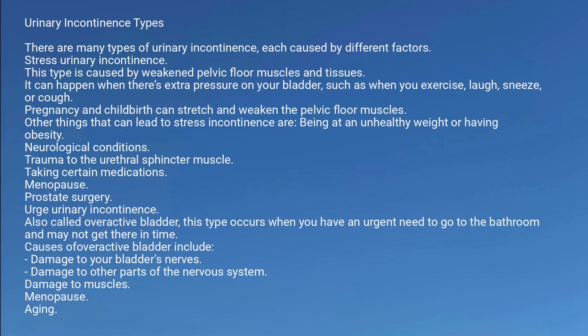Urinary incontinence types. There are many types of urinary incontinence, each caused by different factors. Stress urinary incontinence. This type is caused by weakened pelvic floor muscles and tissues. It can happen when there's extra pressure on your bladder, such as when you exercise, laugh, sneeze, or cough. Pregnancy and childbirth can stretch and weaken the pelvic floor muscles.